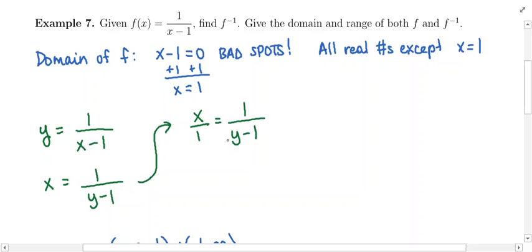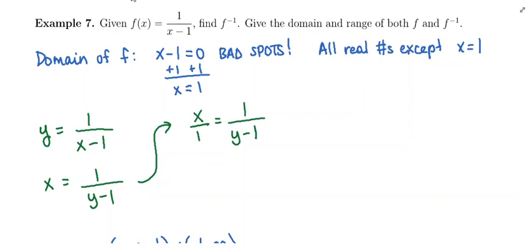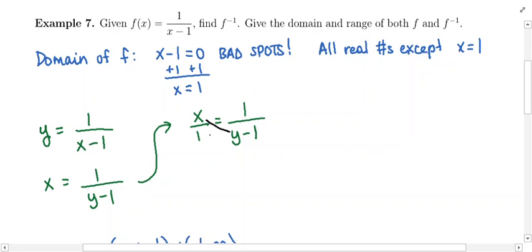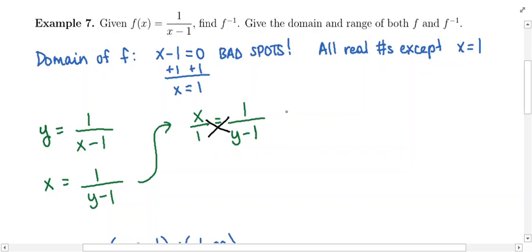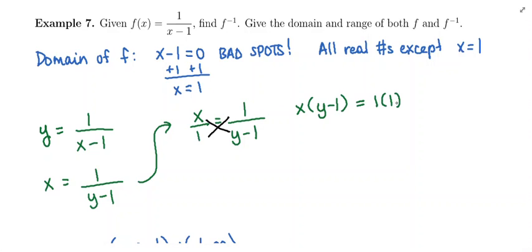And here is the trick. Anytime you have one fraction equal to another, you can cross multiply. That means this times this has to equal this times this. You can only do that when you have one fraction equal to another. So this is going to tell us that x times the quantity y minus 1, you've got to use parentheses there, this times this is equal to this times that. So 1 times 1. That's the result of cross multiplying. x times the quantity y minus 1 has to equal 1 times 1.